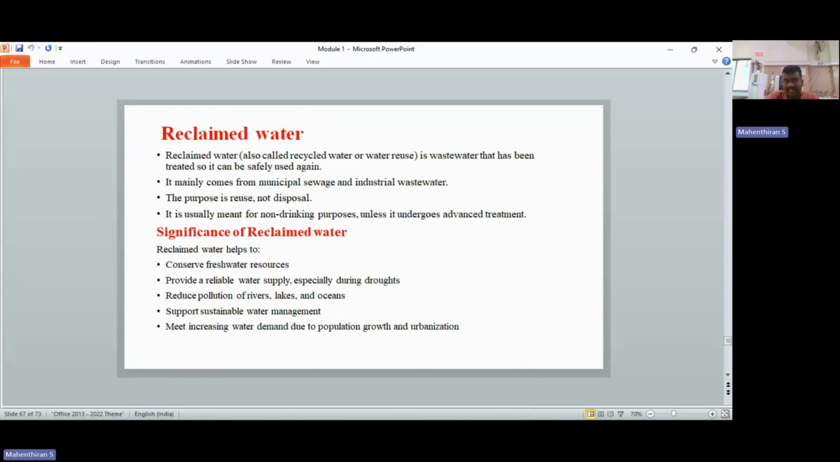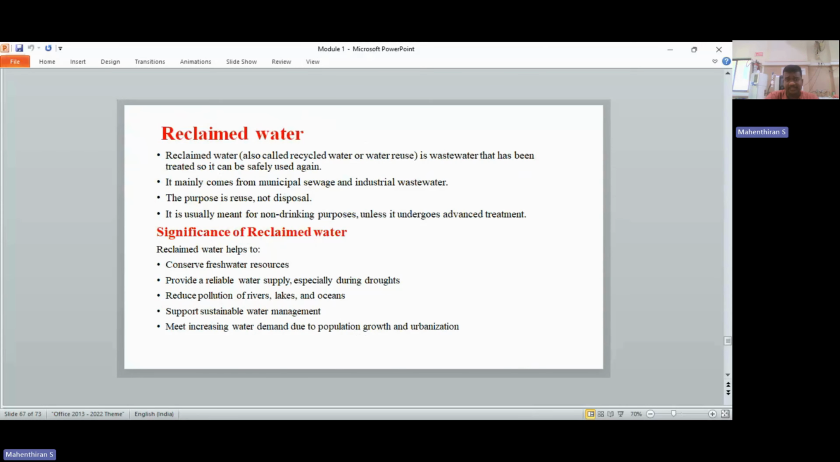If it is untreated or partially treated, wastewater is discharged into water bodies. It can harm the aquatic life and degrade the water quality also. By reclaiming water, we minimize pollution in rivers, lakes, and oceans. Next, it plays a major role in sustainable water management.